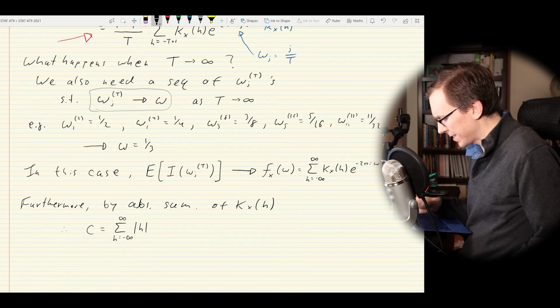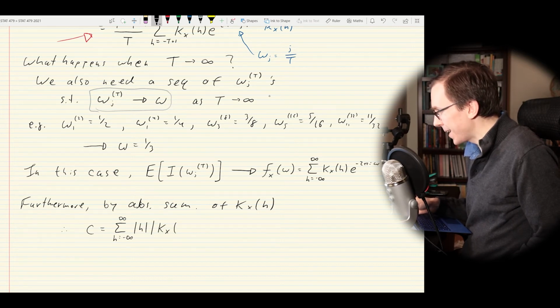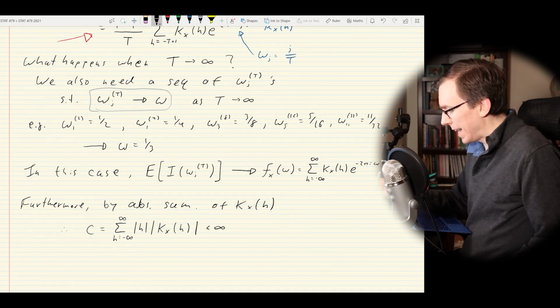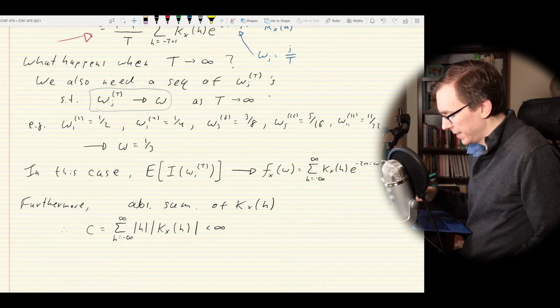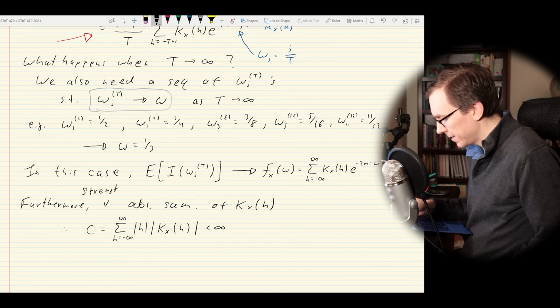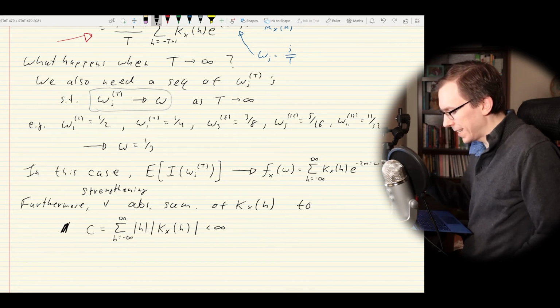Oh, that's right, the strength. I was going to say, this isn't the condition I want. This is a stronger condition. Let me write this sentence better after I write down what I want. Not by absolute summability. What I'm supposed to say is strengthening absolute summability, and then get rid of that therefore. Make sure the English is right here.